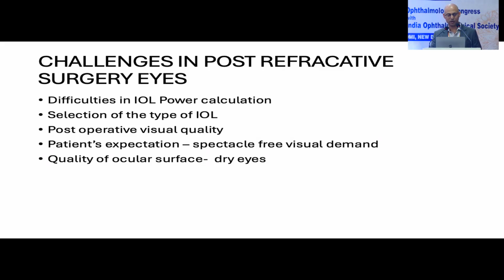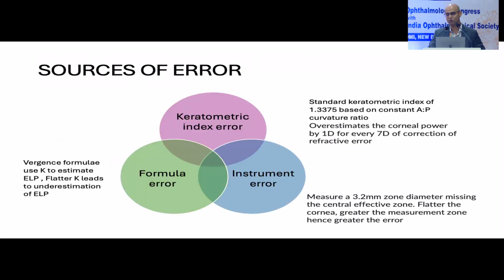Post-operative visual acuity is again a very important thing in these cases because they are post-refractive. They are used to unaided good vision and they expect the same thing after the cataract surgery, and if you give them anything lesser, they'll feel that you didn't do as good a job as the first LASIK surgeon, and they will always be unhappy, however much you may tell them. And of course, these eyes are always prone to surface problems and dry eyes, and you have to deal with that as well. So what are the sources of error?